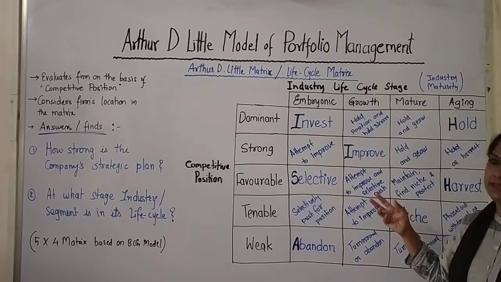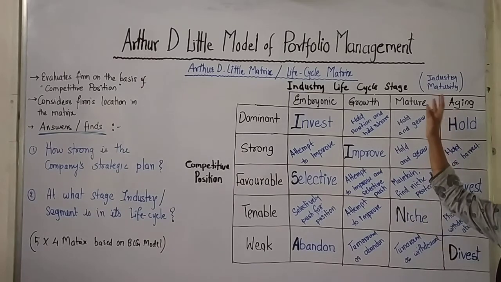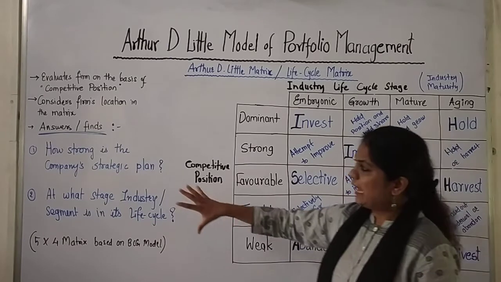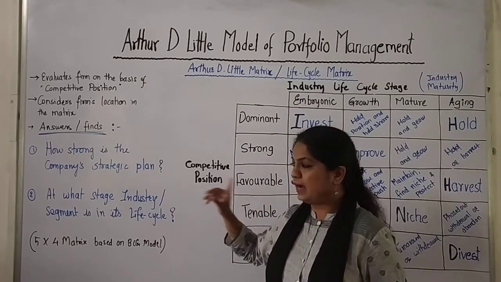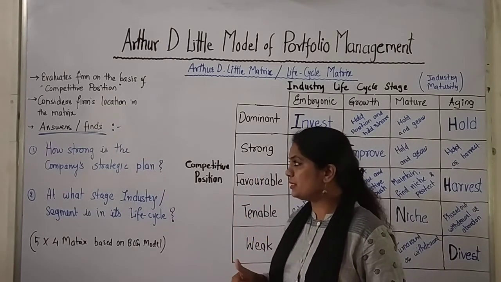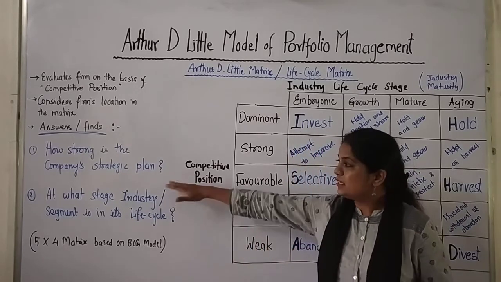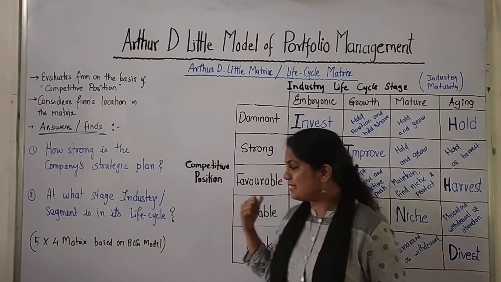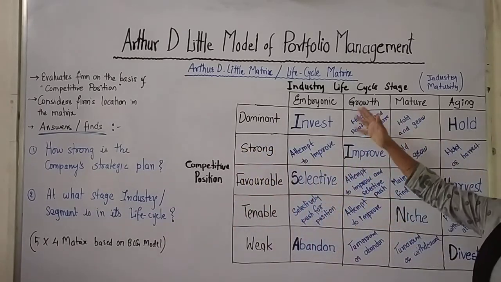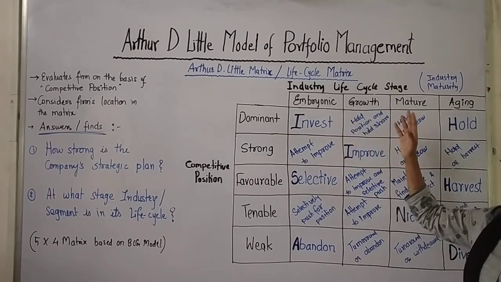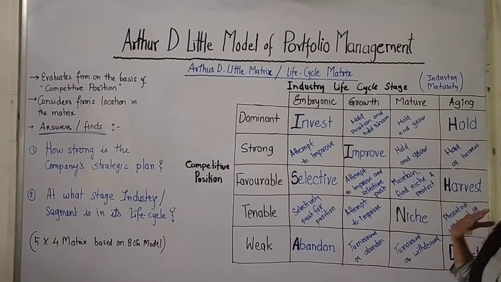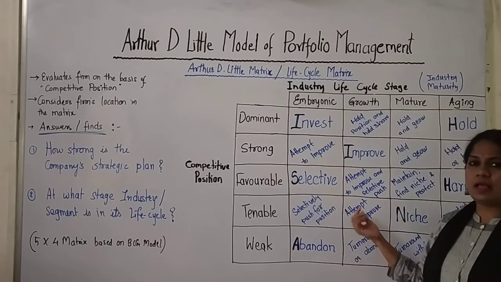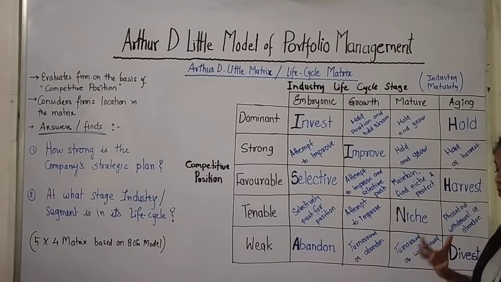First we have to find that. So how to find that? We can have a combination of these 2 factors. Basically the answers that this matrix will give you are for 2 questions. First question is, how strong is the company's strategic plan? And secondly, at what stage is the industry segment in its life cycle? So whether your industry is in growth stage, maturity stage, embryonic stage or aging stage. What is the stage and what is your position? At that combination you will take some decisions.